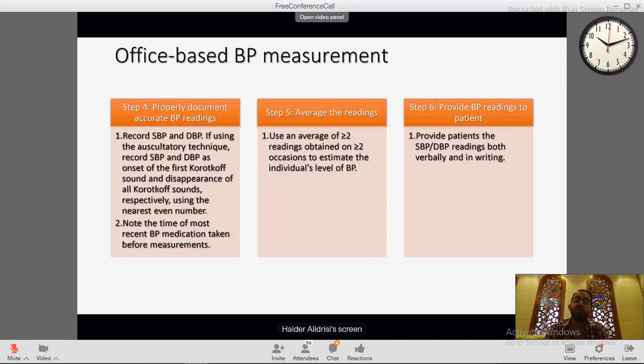This is the office-based and commonly used way of measurement of blood pressure in many offices, in my office, in your office. All of you can measure the blood pressure in this way, but it may be easier if you have a well-validated automated device. There are many automated devices available out there, but they should be validated.